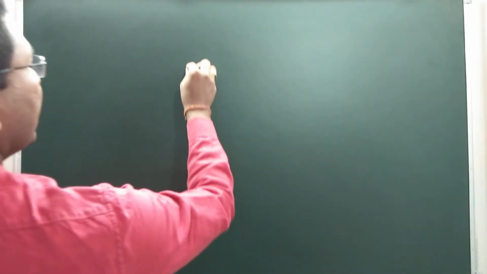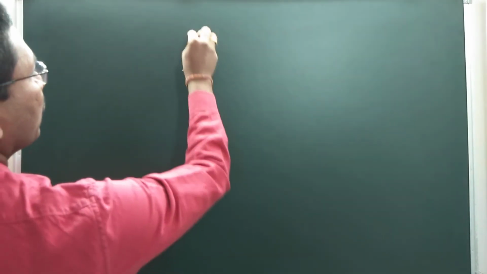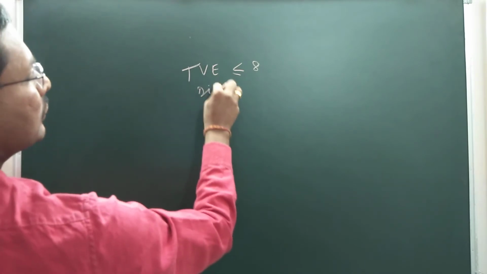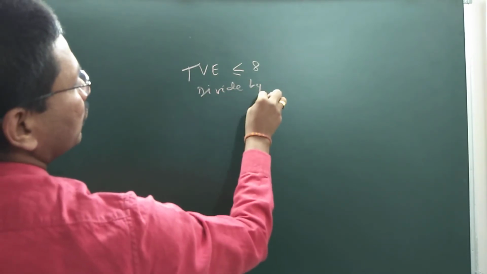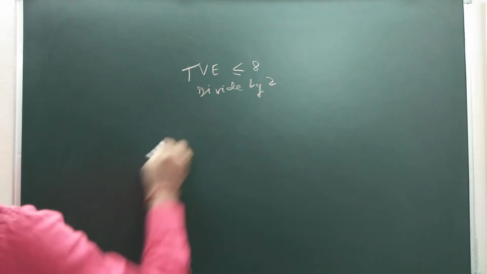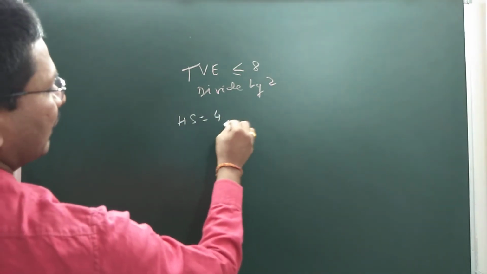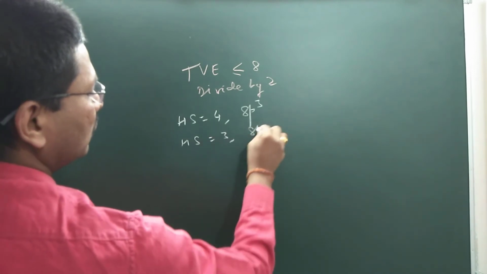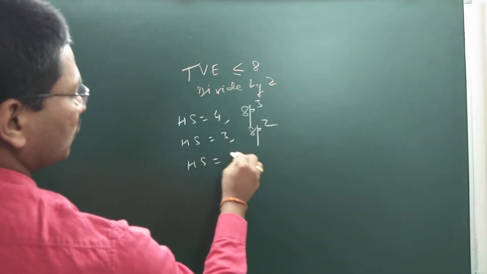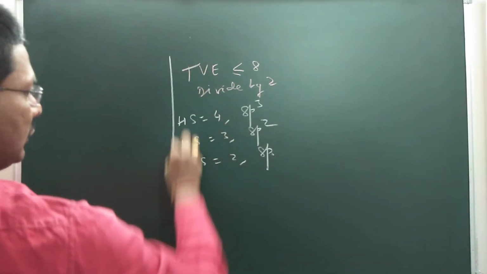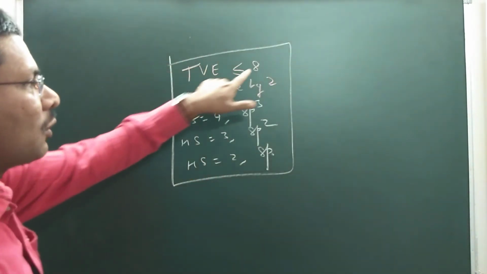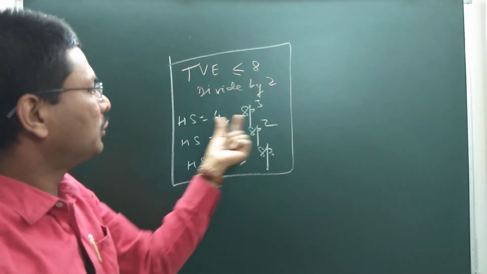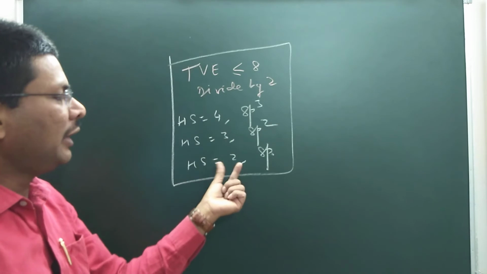Moving to the next trick: if the total valence electron count is less than or equal to 8, divide by 2. If you get 4, that means it is sp3. If you get 3, then it is sp2, and if you get 2, then it is sp. This you have to keep in mind. If you divide the number 8 by 2, the maximum you can get is 4, so that will be sp3. If it is 3, then sp2. If it is 2, then sp.